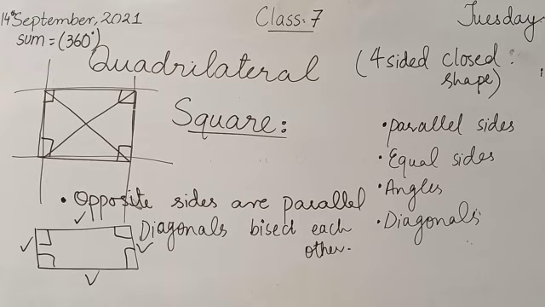And the last one is diagonals. What about its diagonals? These two diagonals are equal in length and they bisect each other. When two diagonals are equal in length, they will definitely bisect each other. Okay, so this is another same property. So the only difference you find between square and rectangle is about equal sides. In a square, all four sides are equal, and in a rectangle, opposite sides are equal. Okay.